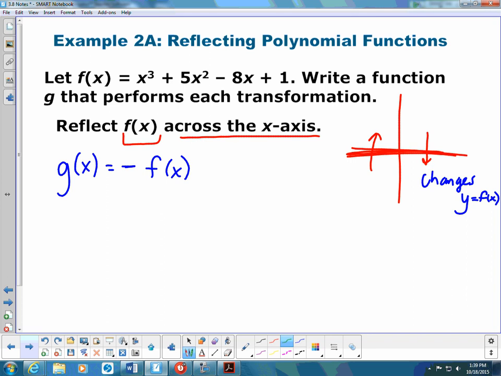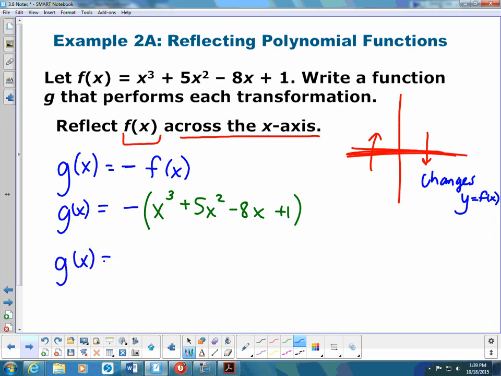So to actually figure out what that rule is, we'll say we have a negative here, and then we need to distribute that into our entire f of x. So x cubed plus 5x squared minus 8x plus 1. So this would be our first step on how to find g of x. Again, to clean that up, we would say that g of x is equal to what value? Well, I'm going to distribute a negative into all 4 terms, and we will have a result of negative x cubed minus 5x squared plus 8x minus 1.